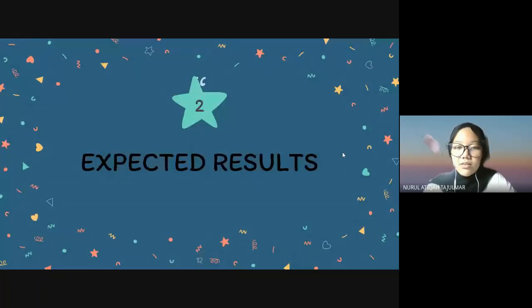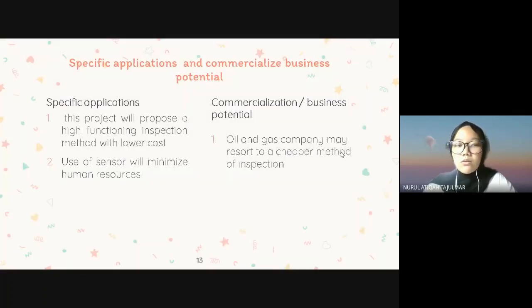So moving on to the expected result. In this segment, we are going to talk about the specific applications and commercialized business potential for the project. This project will propose a high functioning inspection method at lower cost. This is because, as we have discussed before, there are a lot of types and methods of inspection, but most of them are very costly, especially if the company is using robots. So using sensors is actually a lower cost option, and it also will minimize human resources. For commercialization and business potential, the oil and gas company may resort to a cheaper method of inspection.